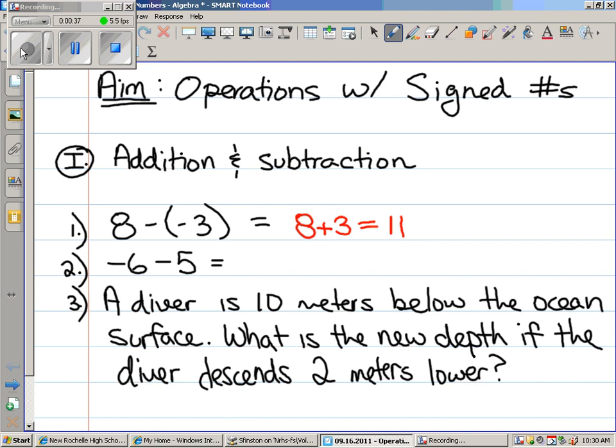How about the negative 6 minus 5? There are two negatives in that problem, but they're not next to each other, right? Joe, what do you think, buddy? 11? No. You were closer with 11, buddy. Yeah, negative 11. It's like negative 6. You owed me $6. You borrowed 5 more. You got negative 11.